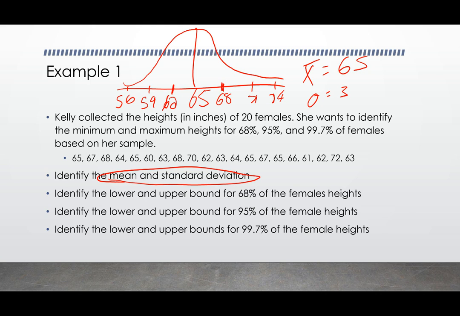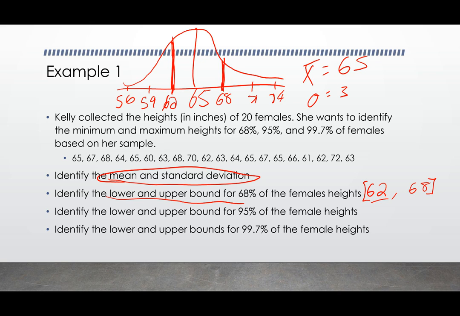Find the lower and upper bound for 68%. Because I just drew my bell curve, this makes it easier. So one standard deviation was 62 to 68. That's my 68%. My 68% is between 62 and 68. So I'm going to write that as an interval. It says identify the lower and upper bound. So the lower bound will be 62 because that's 3 less than 65, and 68, which is 3 more than 65, and 3 is that one standard deviation.